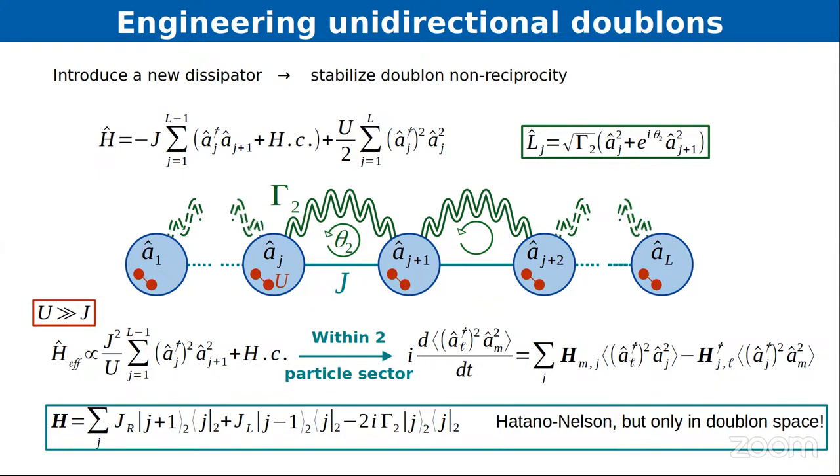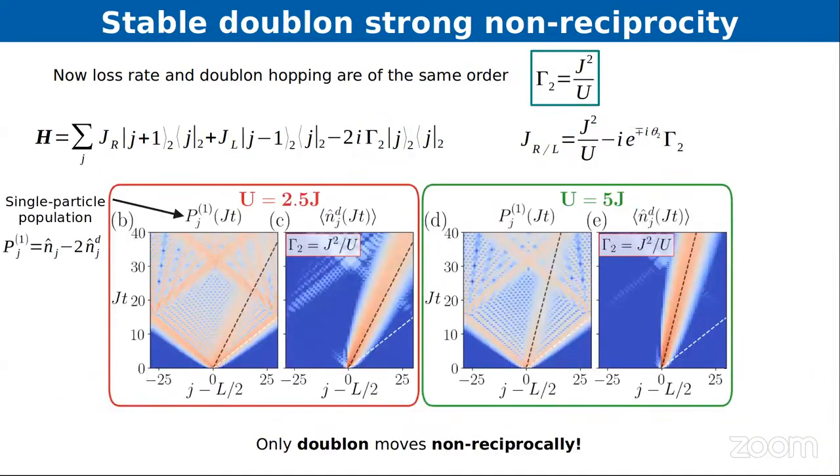And now we can write down these non-reciprocal hopping amplitudes, and we see that we can obtain full non-reciprocity for a value of the dissipation rate which is of the same order as the doublet hopping amplitude. Therefore, there's no competition anymore between the different time scales. And so we do expect to be able to see full non-reciprocity of the doublets. And indeed, this is what we observe.